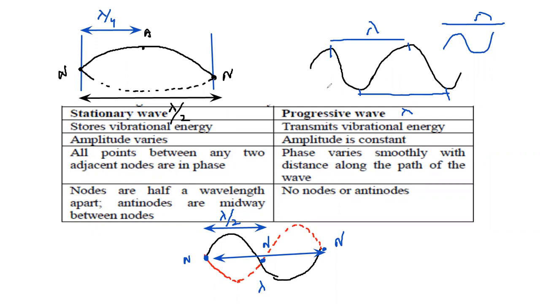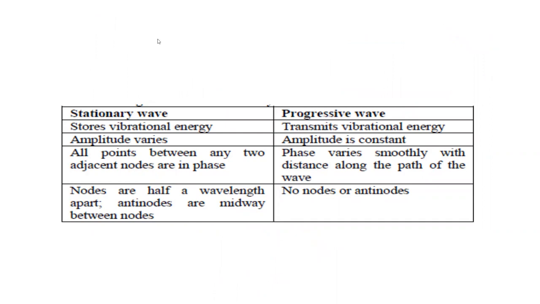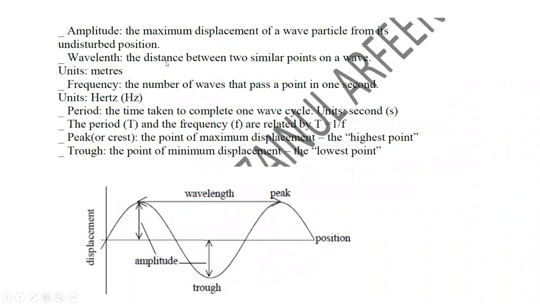So a standing wave is a wave in which the particles vibrate, but they are not able to travel from one place to another, whereas in a progressive wave, the particles actually travel. These are some definitions which you have to learn.